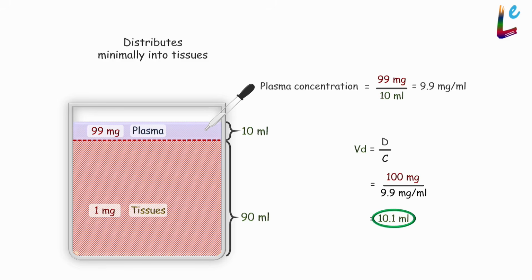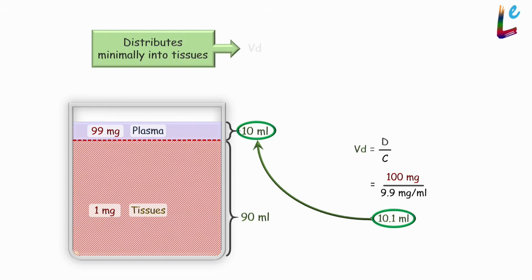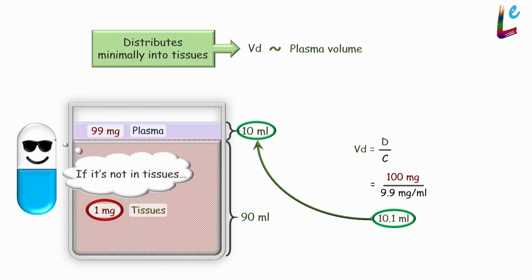This value is almost equal to the volume of plasma. So for a drug that distributes minimally into tissues, its Vd is approximately equal to the plasma volume. Well, it is common sense that a drug that is not distributed into tissues is likely to be confined to plasma.